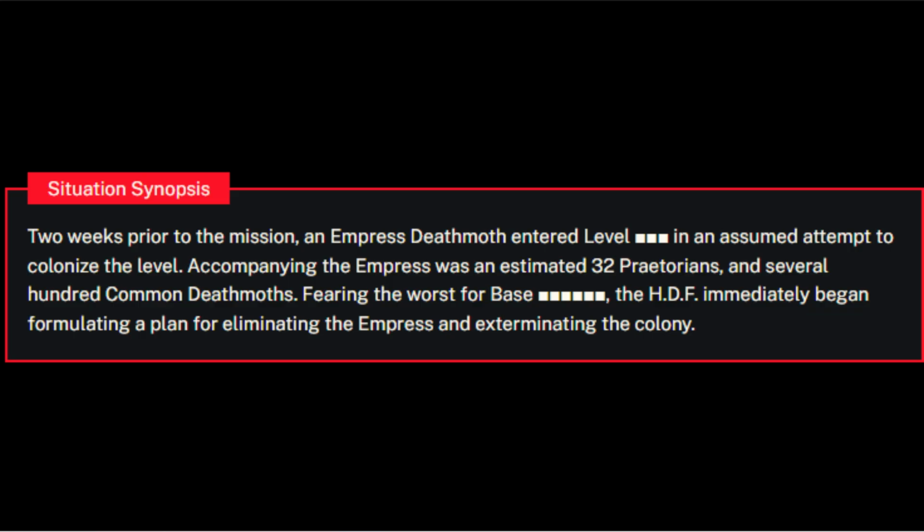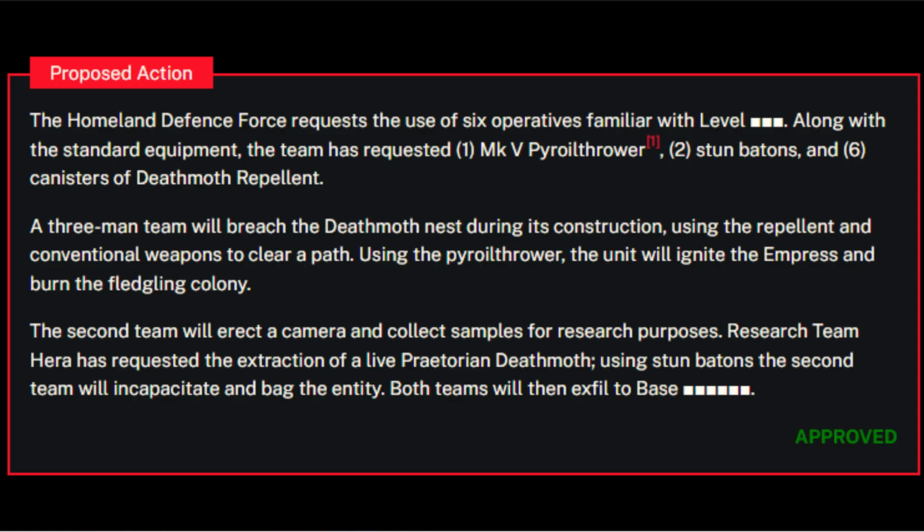Fearing the worst for base, the HDF immediately began formulating a plan for eliminating the Empress and exterminating the colony. Proposed action: the Homeland Defense Force requests the use of 6 operatives familiar with the level. Along with the standard equipment, the team has requested 1 MK5 pyro thrower, 2 stun batons, and 6 canisters of Deathmoth repellent. A 3-man team will reach the Deathmoth nest during its construction, using the repellent and conventional weapons to clear a path. Using the pyro thrower, the unit will ignite the Empress and burn the fledgling colony.